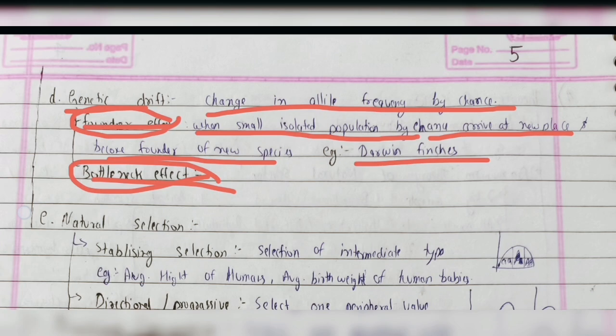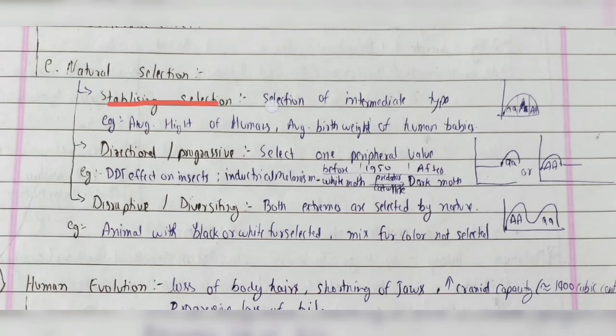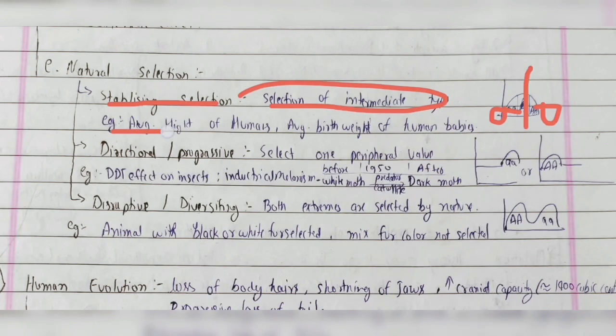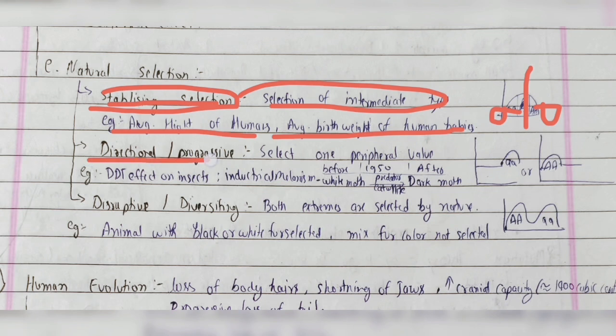Then the next in line comes natural selection. There are three types of natural selection. The first one is stabilizing selection, where the intermediate type will be selected, not recessive, not dominant, but the intermediate type. Like average height in humans, or average birth weight of human babies, that is due to stabilizing selection.